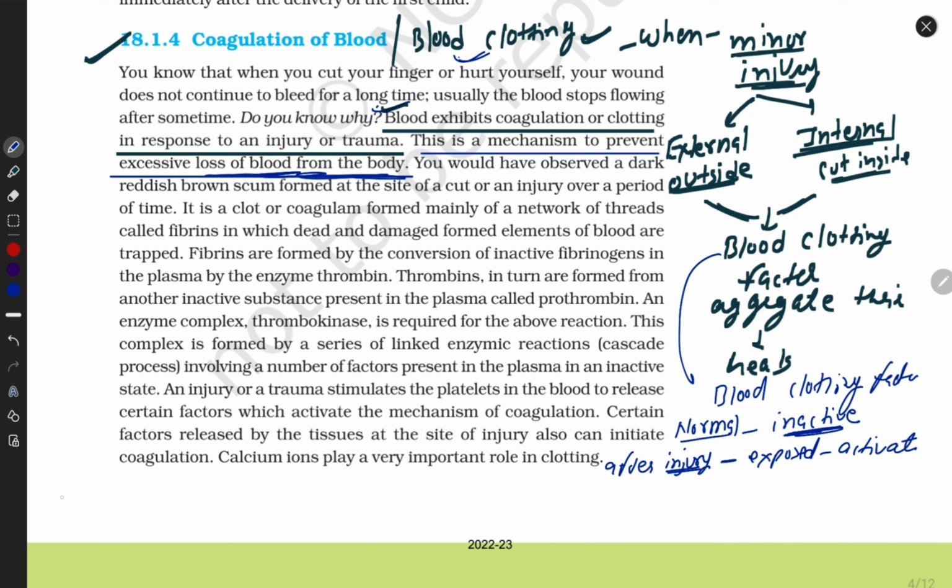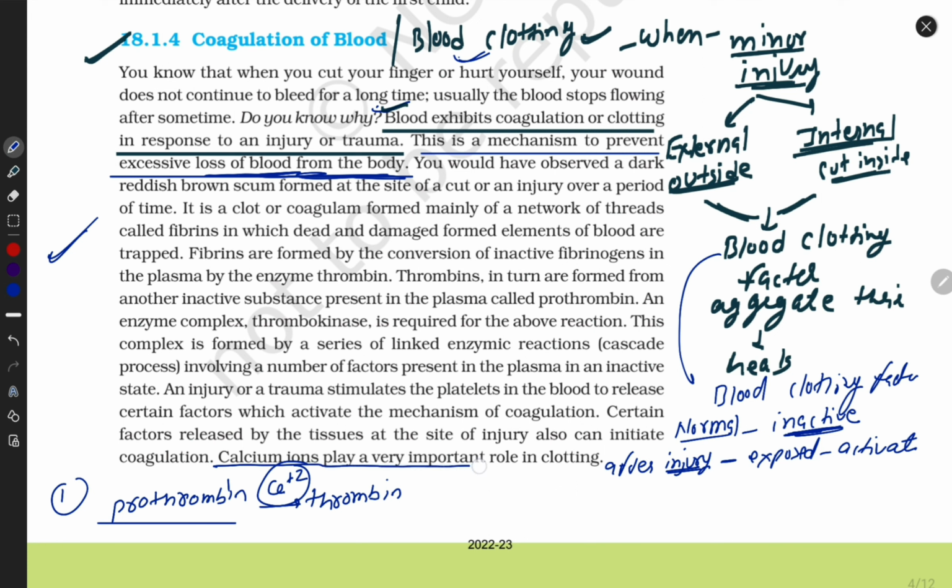How? The first step is prothrombin. Whatever I am saying, everything is written here. Prothrombin converts into thrombin with the help of calcium ion. Calcium ion plays a very important role in clotting, guys. Nothing is activated without calcium. The first process is prothrombin converting into thrombin due to the presence of calcium and some specific enzymes.